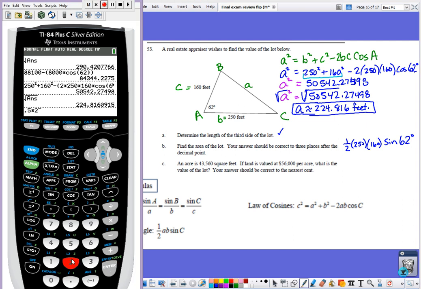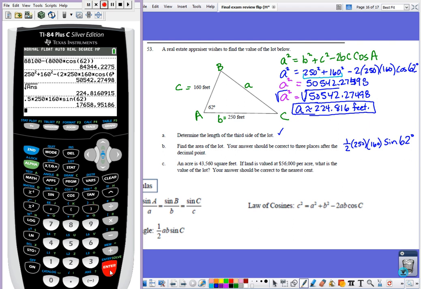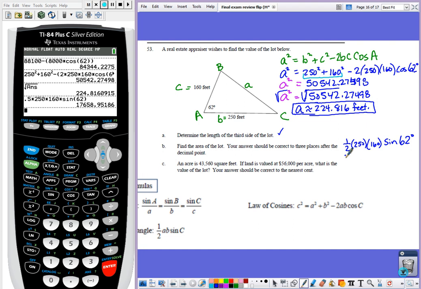0.5 times 250 times 160 times sine of 62 degrees. And we get an area of 17,658.952 square feet. Right, so our area is in square feet. And the last problem asks, an acre is 43,560 square feet. If land is valued at that much per acre, what is the value of the lot?